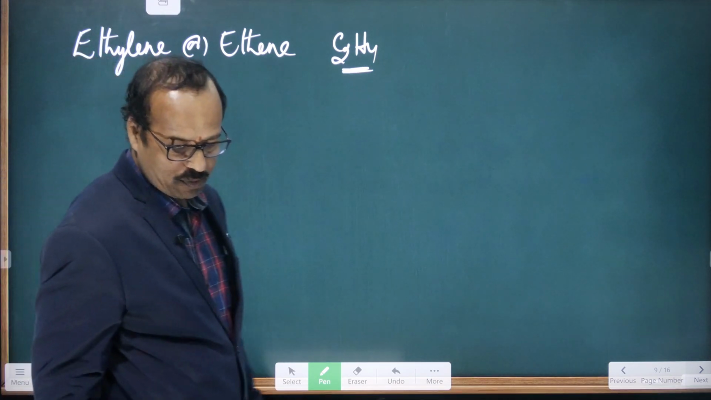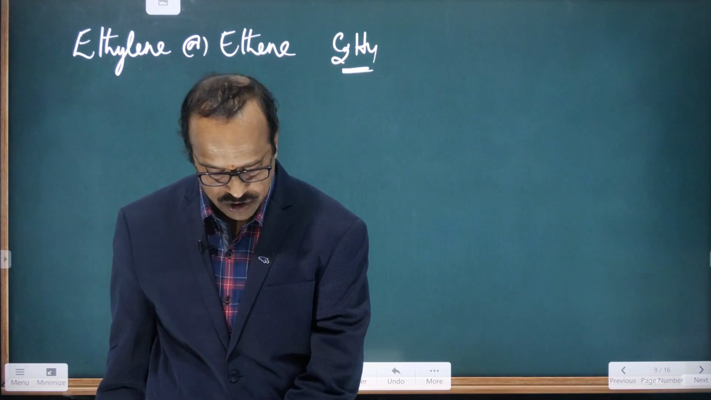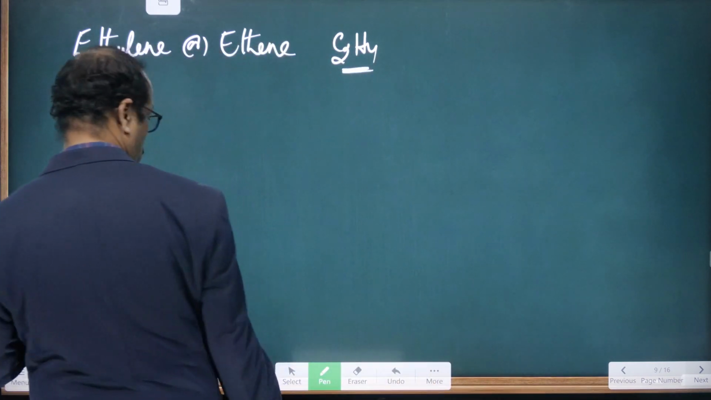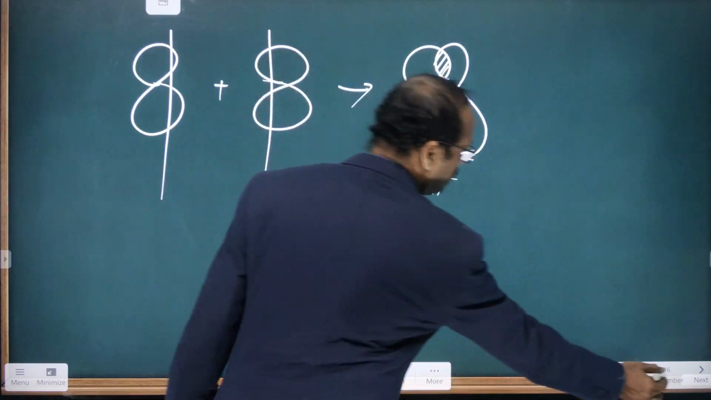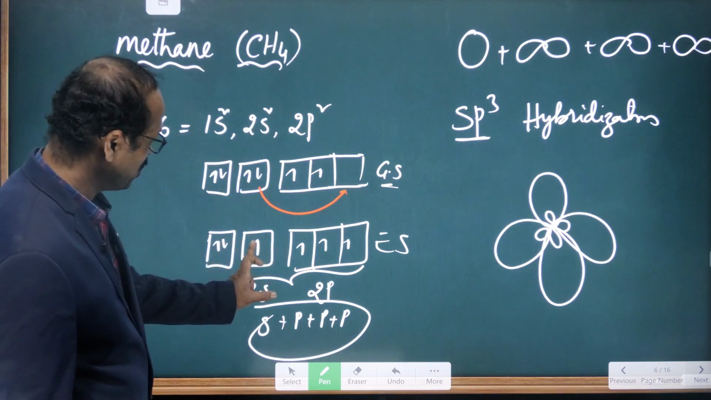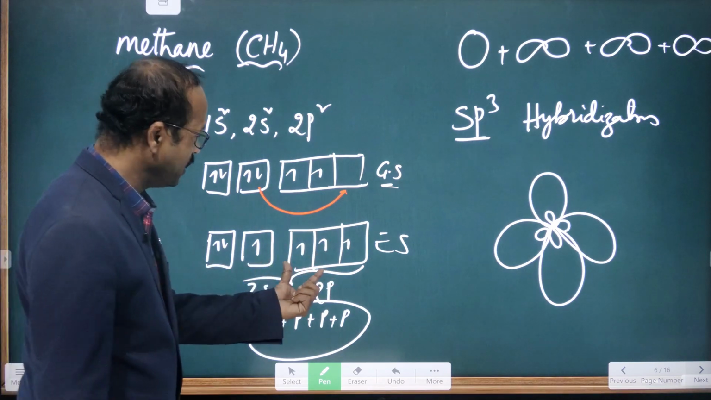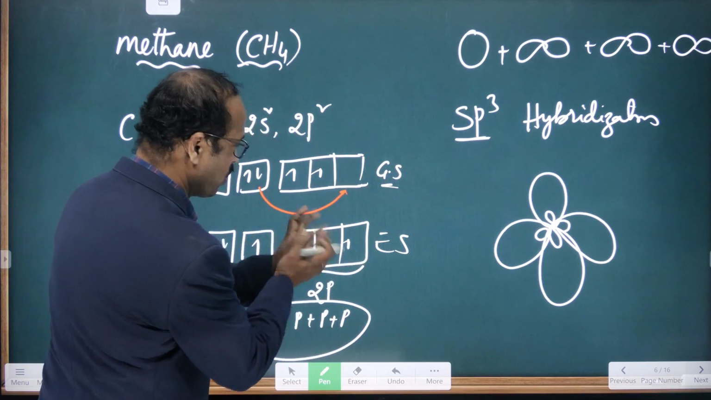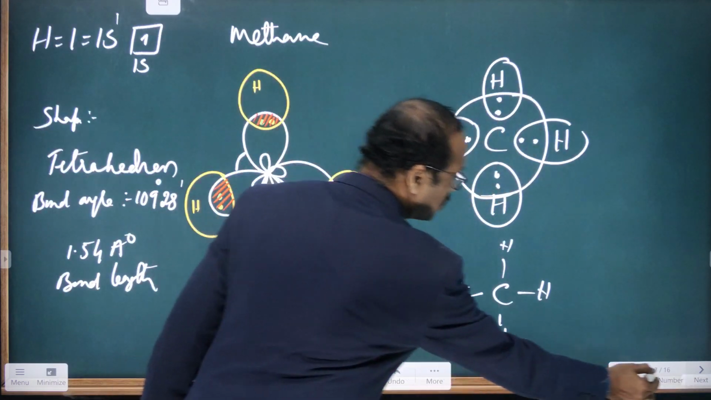In C2H4, a carbon undergoes sp2 hybridization. Which hybridization does it undergo? sp2 hybridization. What does sp2 hybridization mean? Let's go back once again. How many electrons are there? The same structure I am going to draw: 1, 2, 3, 4, 4 unpaired electrons, 1 in 2s and 3 in 2p, correct? One s orbital and 3 p orbitals are intermixing with each other. But in sp2 hybridization, what happens?